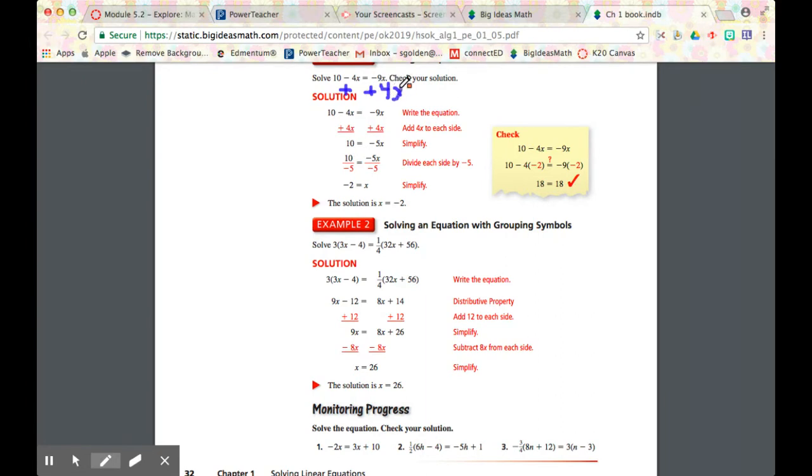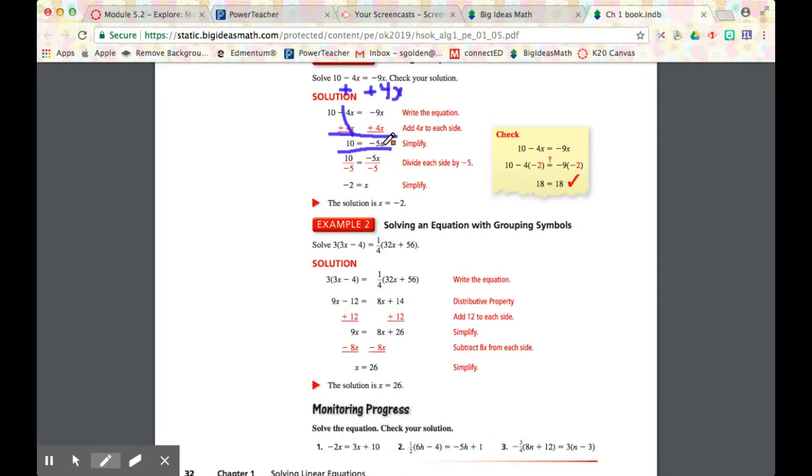All right, so when we bring that down, right here they've added 4x. So we bring this 10 down, negative 4x plus 4x cancels. We have an equal sign, and then negative 9x plus 4x is negative 5x. So this is now our new equation: 10 equals negative 5x.